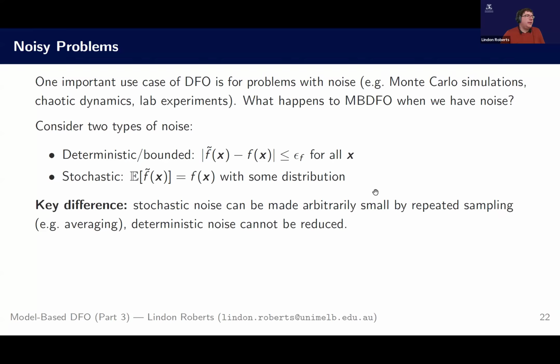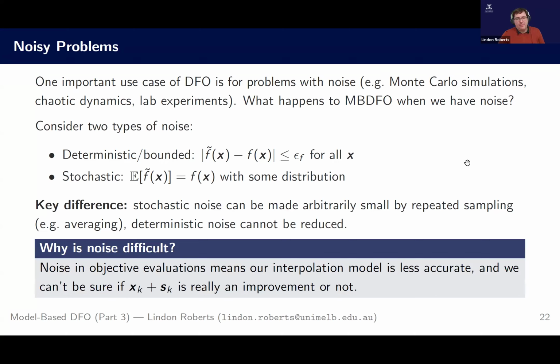The main difference between these two is that with stochastic noise, basically because of the central limit theorem, we can decrease the errors in our measured objective values by doing repeated sampling of our noise. If we evaluate f tilde of x a bunch of times at the same value of x and take, for example, an average, then we can reduce the error in our approximations. In this deterministic/bounded noise case, I'm going to assume that you can't reduce the noise. There's no way of doing averaging or anything like that to decrease the noise. You just always have some error of size epsilon f.